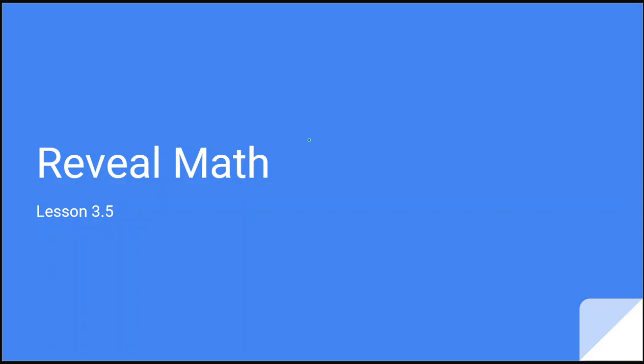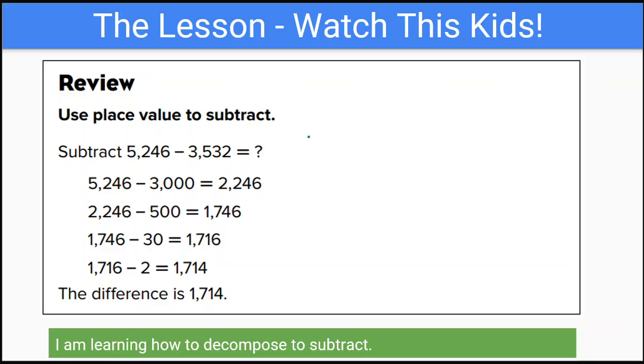Hey there, kids. This is Reveal Math Lesson 3.5. Let's take a look together. In this lesson, we start working on subtraction. And it says down here, I am learning how to decompose to subtract. And decompose just means breaking the number apart. So let's take a look at what we have right here.